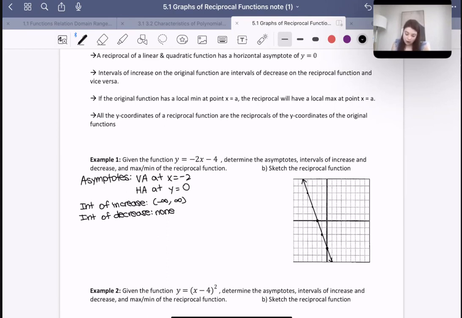Then it says all y-coordinates of a reciprocal function are the reciprocals of the y-coordinates of the original function.